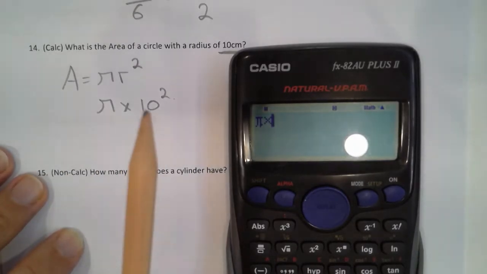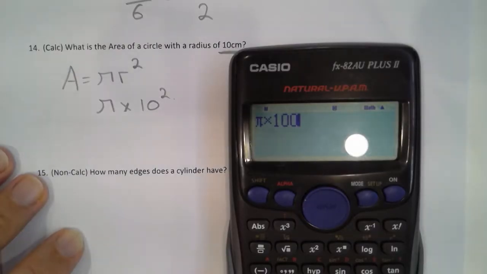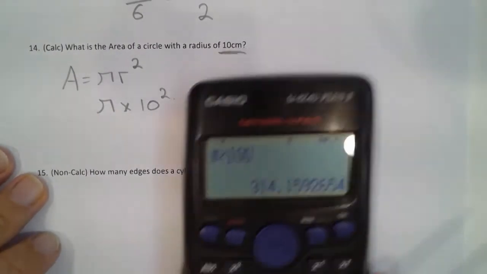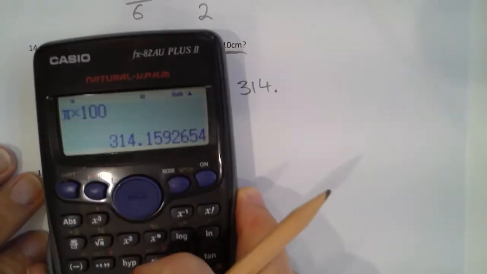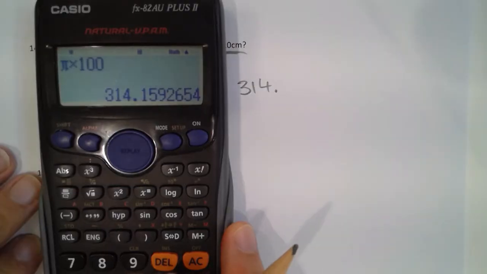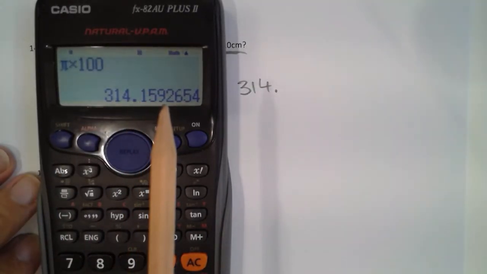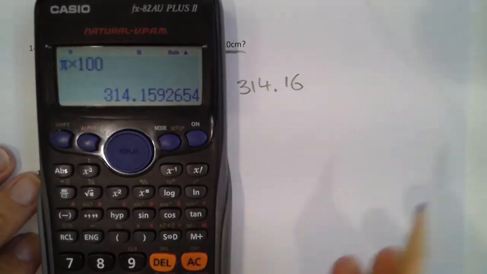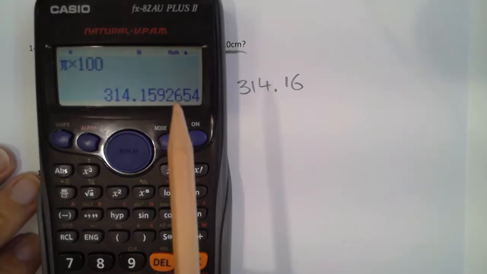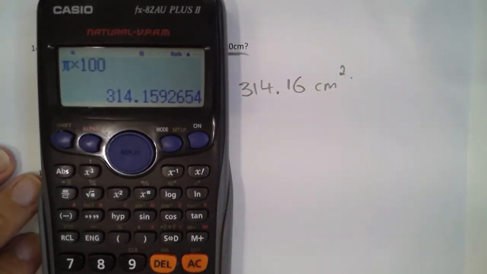Well, 10 squared is 100. So I'm just going to save myself a bit of time. Easier to type in. And that's the answer we get. So 314 point. Now, it might ask you to round that to 2 decimal places. So 2 decimal places is 15, but because the next number's 9, that 15 is actually closer to 16. So 0.16 to 2 decimal places, and because it's an area, squared centimeters.